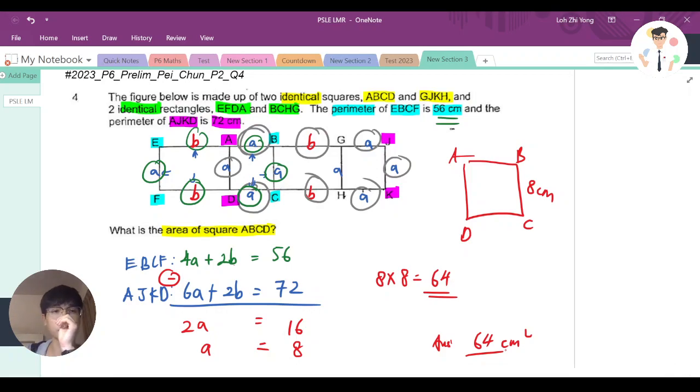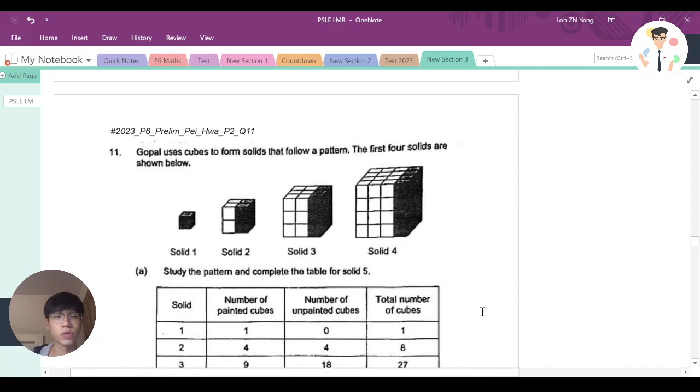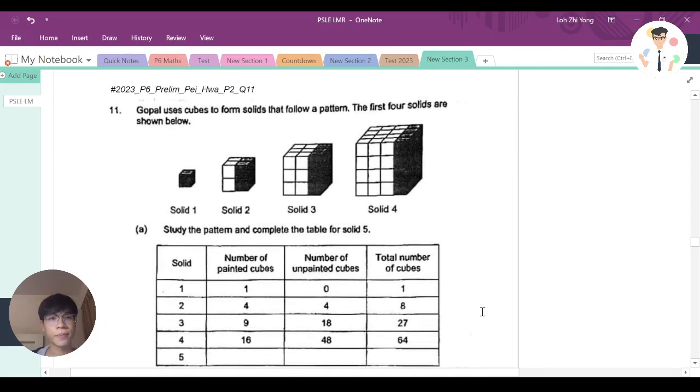Let's move forward to our next question from Pei Hua paper 2, question 11. And this is also a pattern question. So here says that Gopa uses cubes to form solids that follow a pattern. So the first 4 solids are shown below. Then a part of the solid is being painted. So as you can see, painted, unpainted, and total. And you can see for the painted one, you have 1, 4, 9, 16.